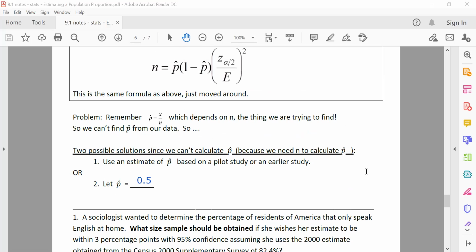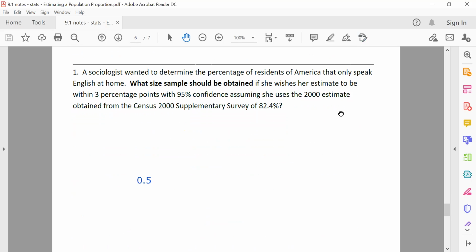That's what we're going to end up doing. So I either have a prior estimate for it, which the problem is going to give you. If the problem doesn't give you a prior estimate, assume a p hat of 0.5 when you're doing this computation in a final analysis.